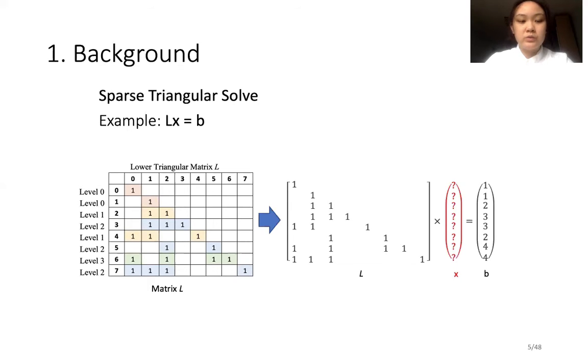Next, I will illustrate the sparse triangle solve. For sparse triangle solve, it computes a dense solution vector X from the sparse linear system Lx = B, where matrix L is a square lower triangular sparse matrix, and B is a dense vector.